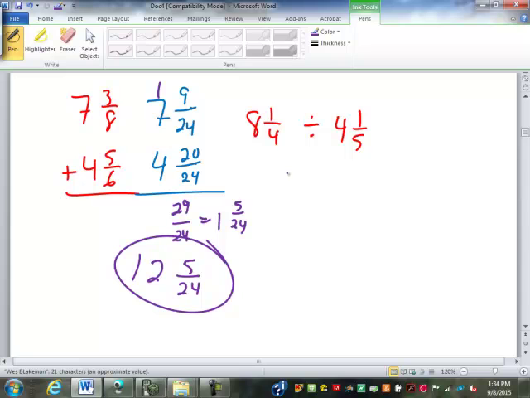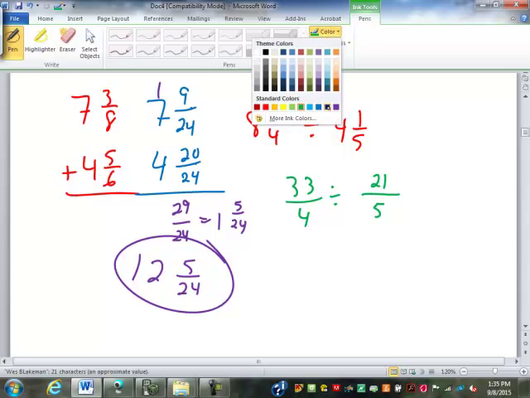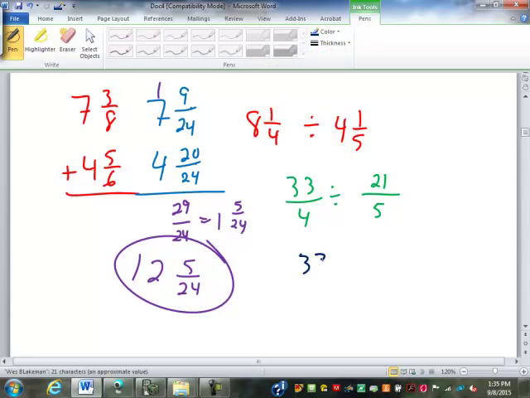Next one. Do you know what you did wrong? Okay. How about over here? Okay, so this will be 33 fourths, right? 21 fifths. And then? So this will be 5 21sts.